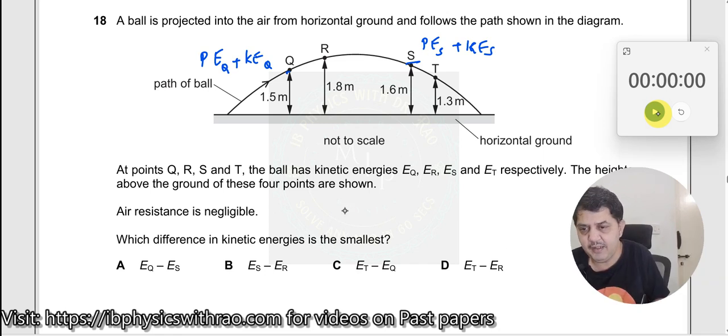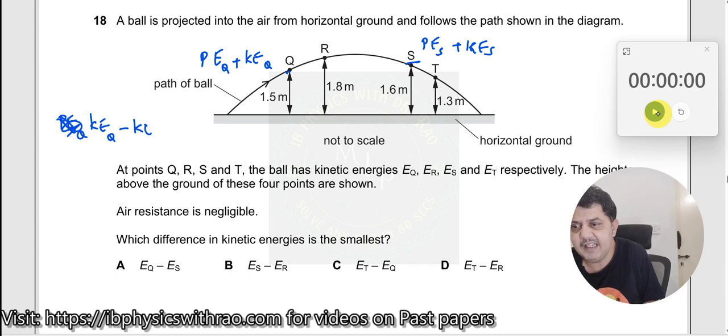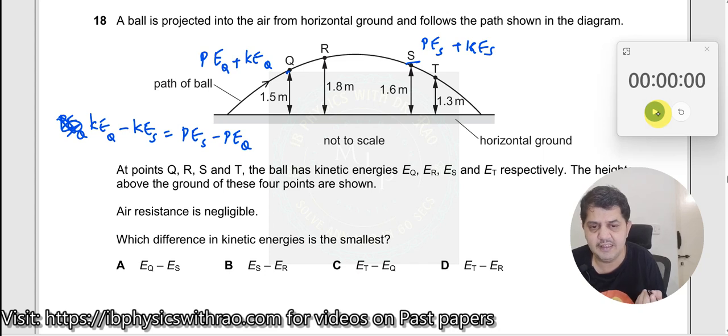So if I am doing that, then what is he asking? EQ minus ES, right? So I will write kinetic energy Q minus kinetic energy S is equal to potential energy S minus potential energy Q, right? Therefore, the difference in kinetic energy is equal to the difference in potential energy. That's what you have learnt in the work energy theorem. It's a consequence of it.